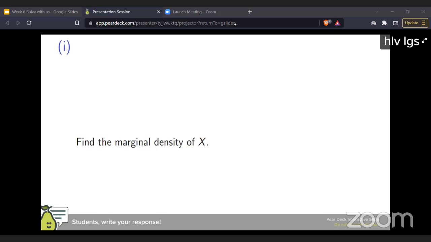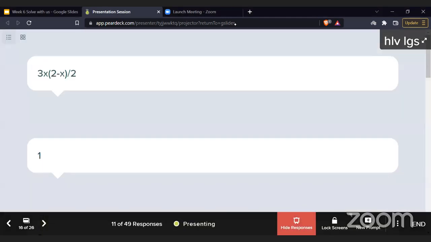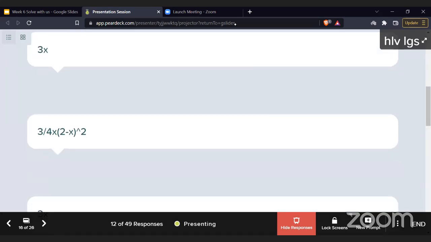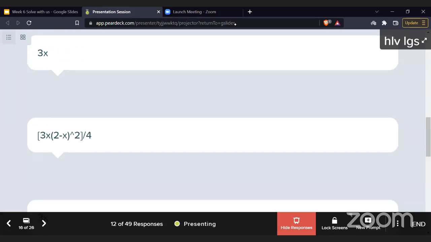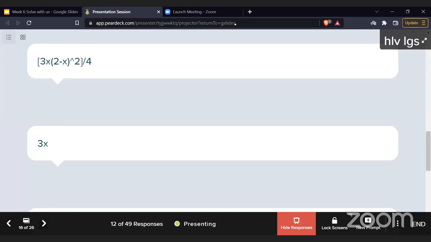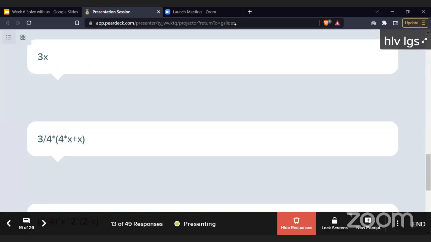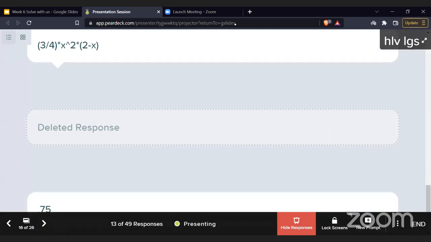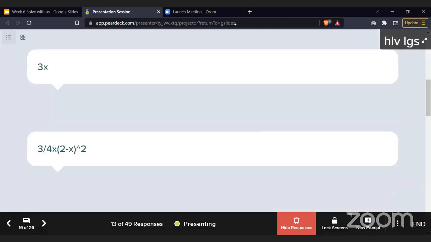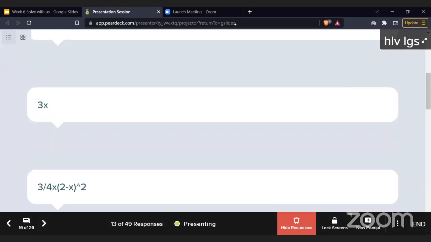Okay. Let's go to those responses. 3x, 2 minus x by 2, 1, 3x, 3x, 3/4 x (2 minus x) whole squared, x (2 minus x) whole squared by 4. Okay. I think 3x(2 minus x) whole squared by 4 and 3x are the common answers.